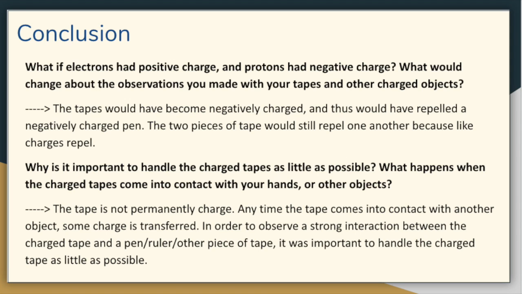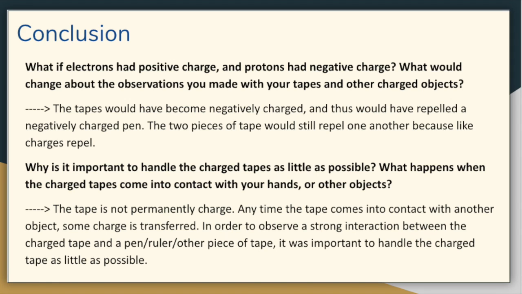The first question is, what if electrons had positive charge and protons had negative charge? What would change about the observations you made with your tapes and other charged objects? To answer, the tapes would have become negatively charged and thus would have repelled a negatively charged pin. The two pieces of tape would still repel one another because like charges repel.